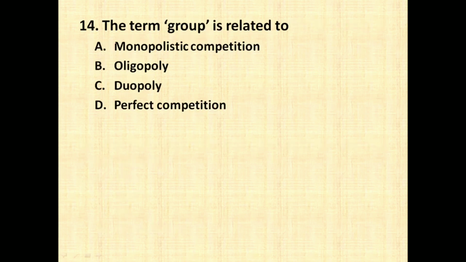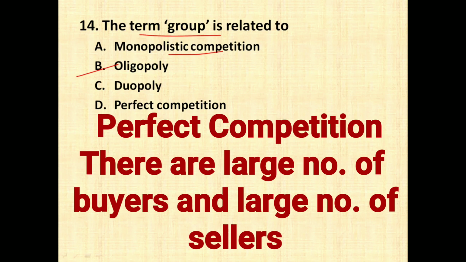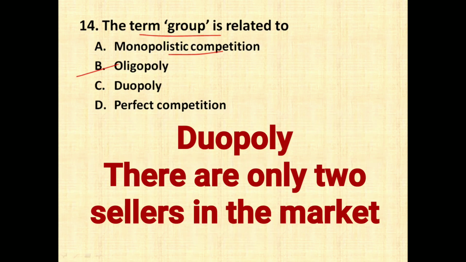is AND. The term group is related to monopolistic competition, oligopoly, duopoly, perfect competition. So always remember, group is always related to oligopoly, which are nothing but few number of sellers who come together or who are there in the market. Perfect competition is nothing but where there are large number of buyers and large number of sellers, and duopoly is nothing but where there are only 2 sellers in the market.